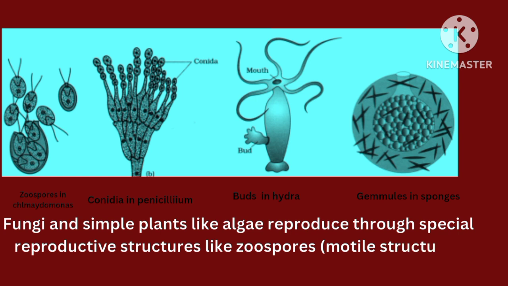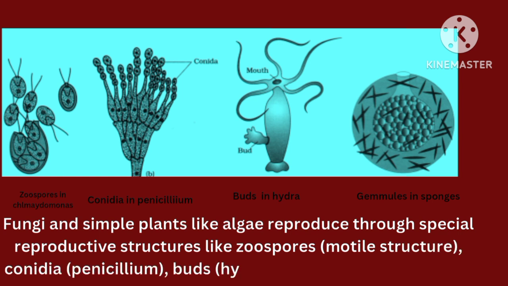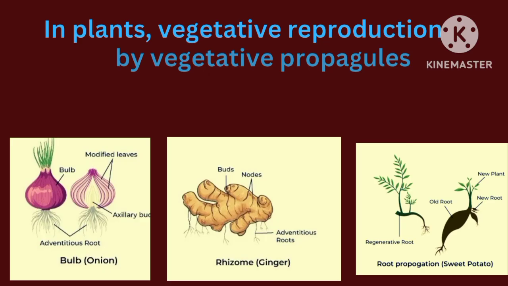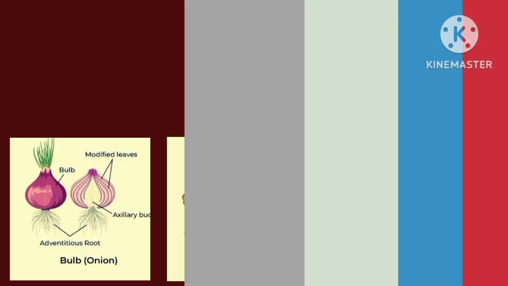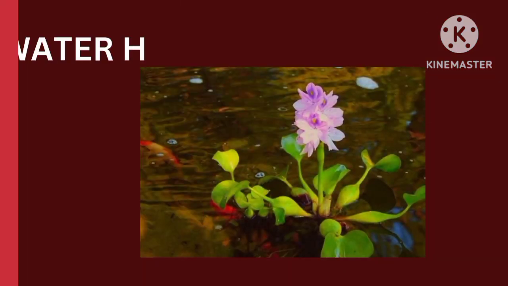Ex: yeast. Fungi and simple plants like algae reproduce through special reproductive structures like zoospores, motile structures, conidia in penicillium, buds in hydra, and gemmules in sponges. In plants, vegetative reproduction occurs by vegetative propagules like runner, and water hyacinth, terror of Bengal.